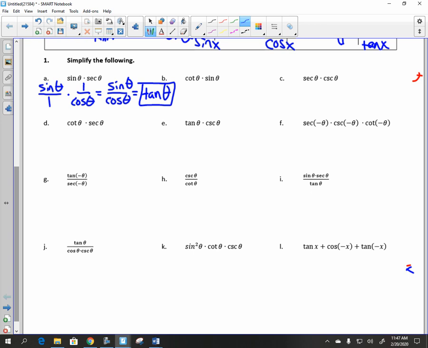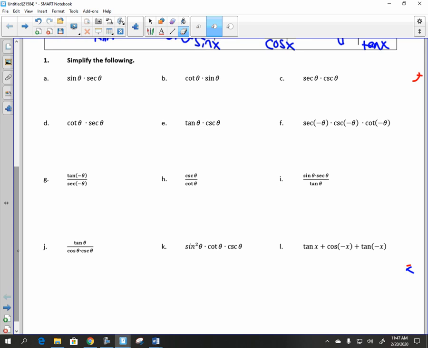I used to show about 4 examples during this time and give the worksheet. That didn't work out very well. We're going to do a ton of them, and hopefully you'll see the connections that build. I do cotangent times sine. I'm going to rewrite cotangent. Cotangent is what in terms of sine and cosine? Cosine over sine, times sine of theta over 1. What happens? The sines cancel, leaving you with cosine of theta.